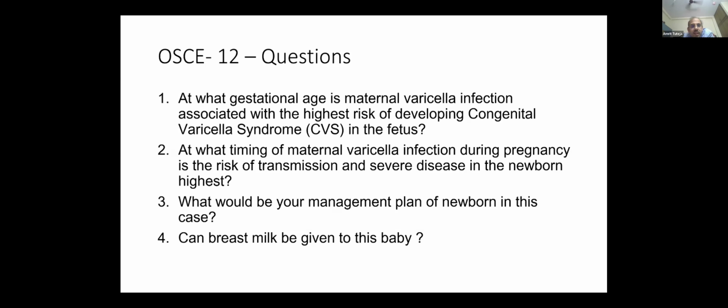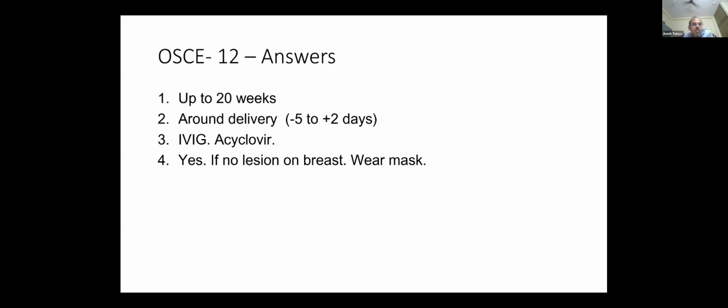So most of the answers are correct. The answer is first 20 weeks, mostly 13 to 20 weeks. If mother gets varicella, the child develops congenital varicella syndrome. But the highest risk of transmission is 5 days before to 2 days after. This baby is at high risk of transmission and high risk of mortality. So IVIG has to be given and acyclovir also, because mostly the baby gets symptoms. Breast milk can be given if no lesions on the breast, but proper hygiene has to be maintained.